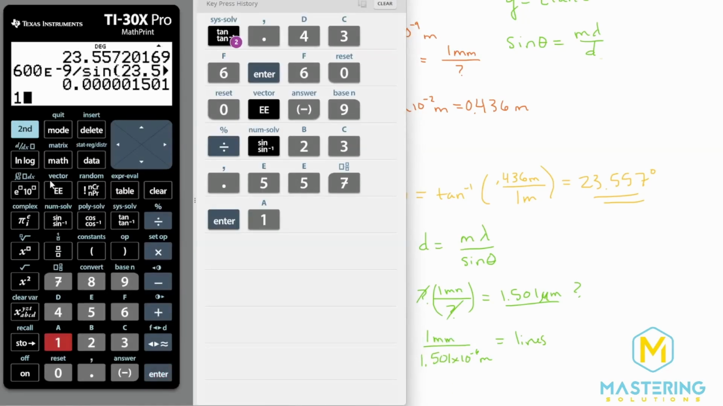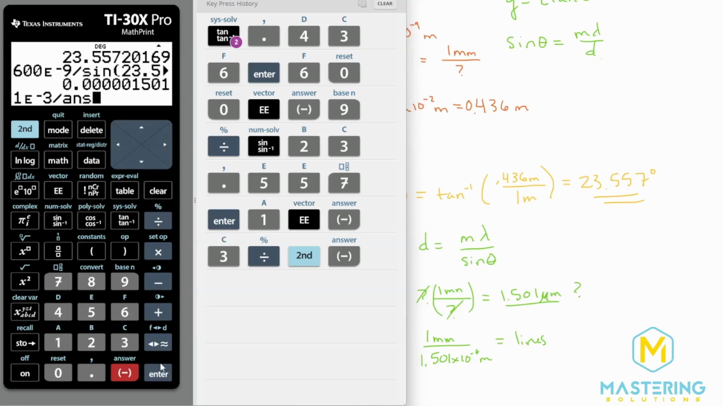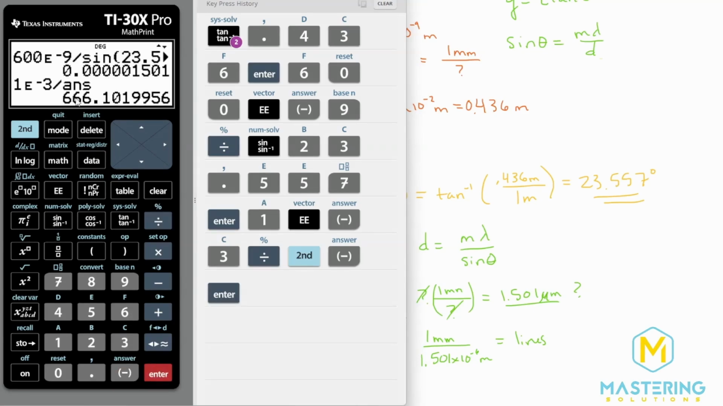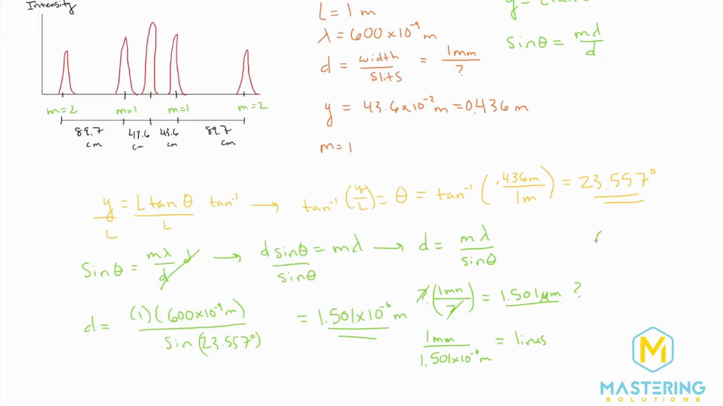So we have 1 times 10 to the negative 3 divided by our previous answer. And that gives us 666, so we'll round to 666. So for this question, there are 666 lines per millimeter in this diffraction grating.